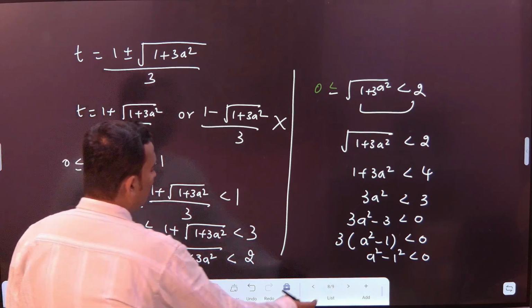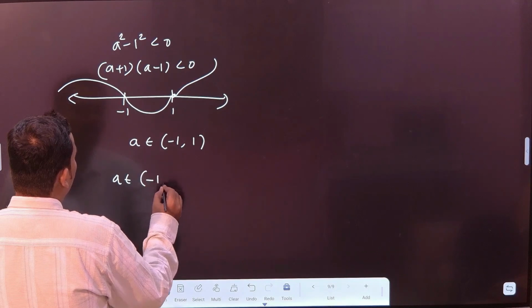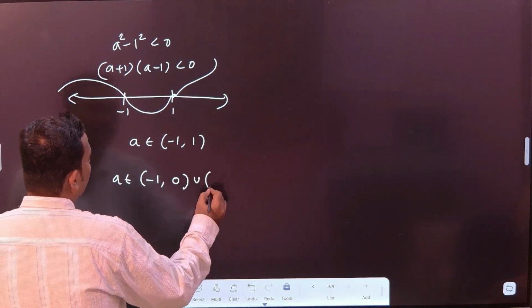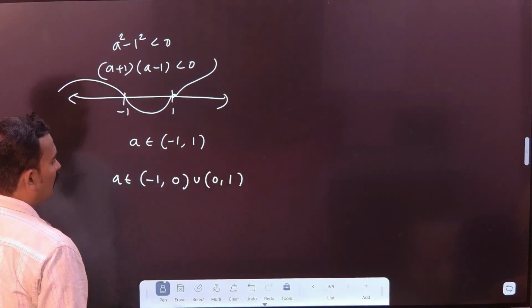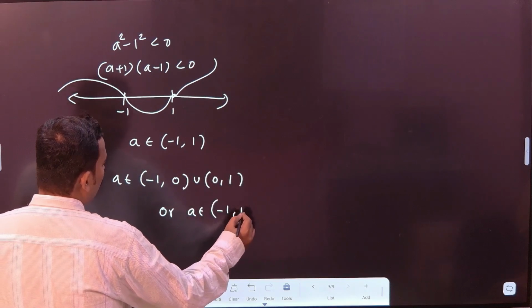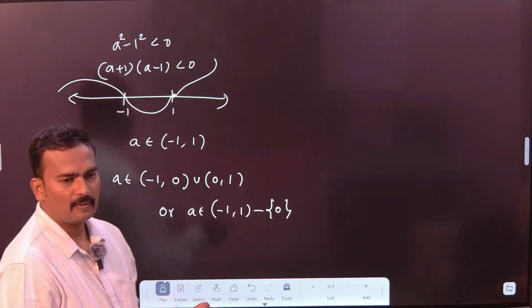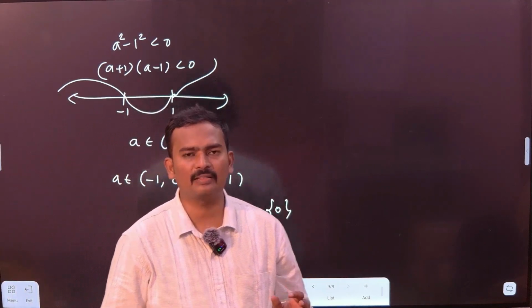Okay. So therefore we can say that a belongs to the interval minus 1 to 0 union 0 to 1. Or you can write a belongs to minus 1 to 1, removing the 0. Clear? This is your interval. I hope everyone understands these things.